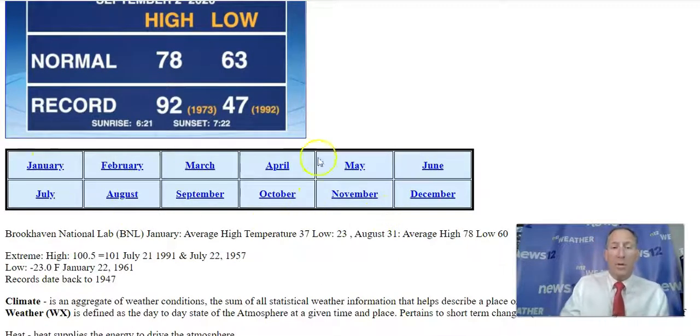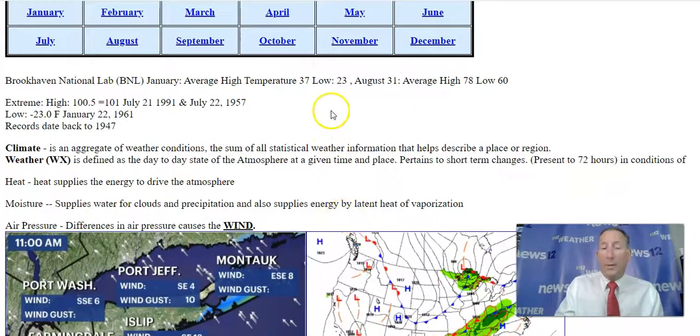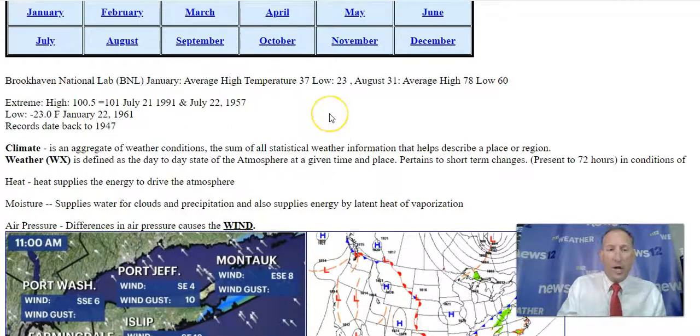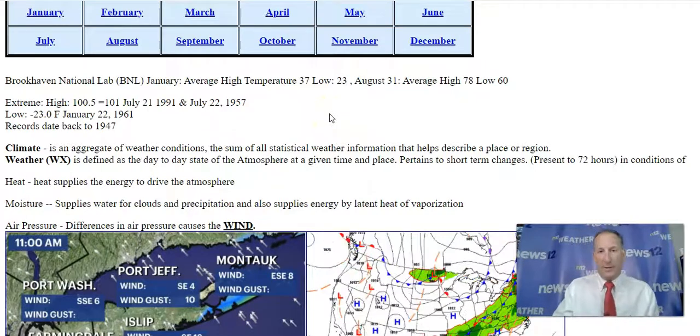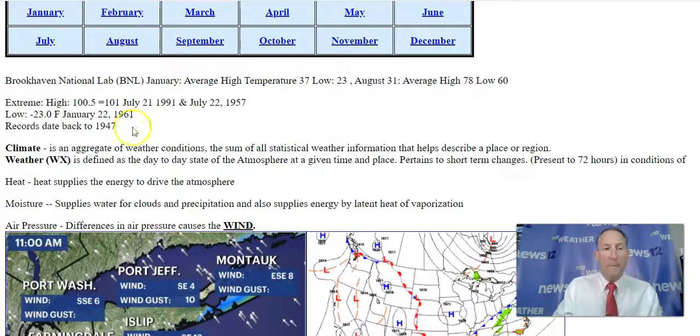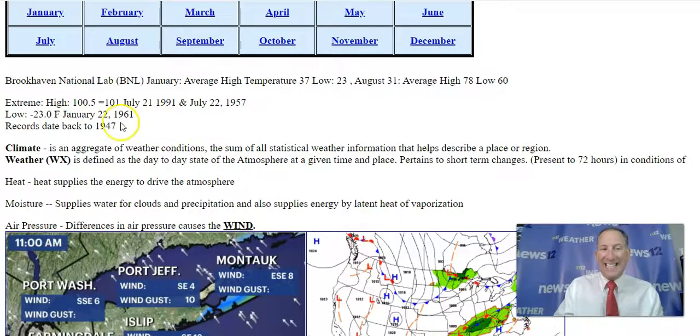But if you're curious what the temperature should be around, or what the record highs and lows are, these are your almanac pages, which will let you know what we should be in September. We do get hot on Long Island and we do get very cold. The record low for Long Island is negative 23 degrees, so 23 degrees below zero, back in January of 1961.